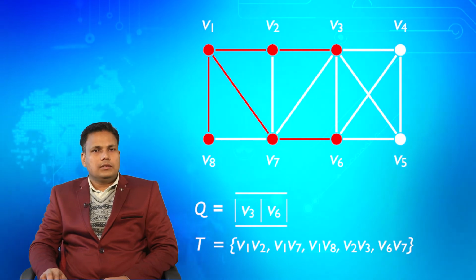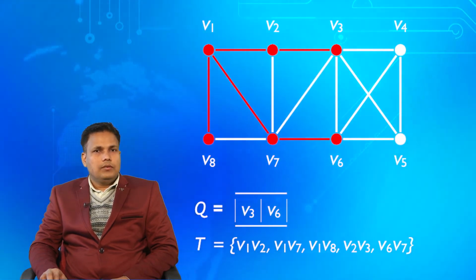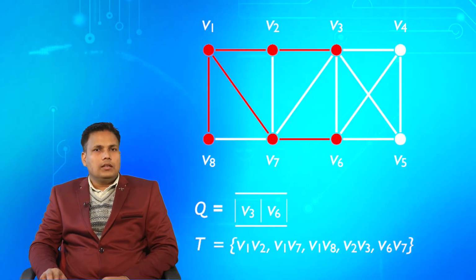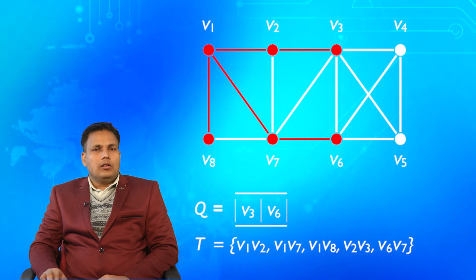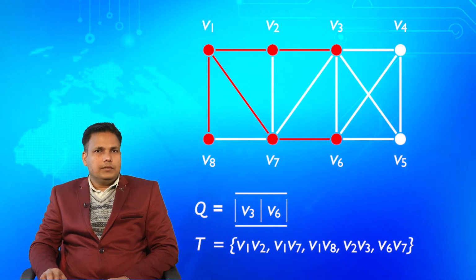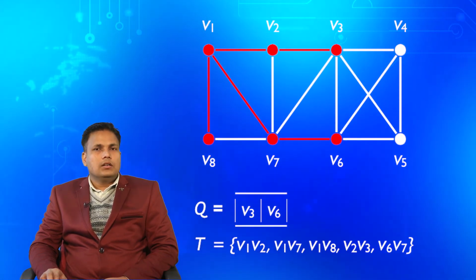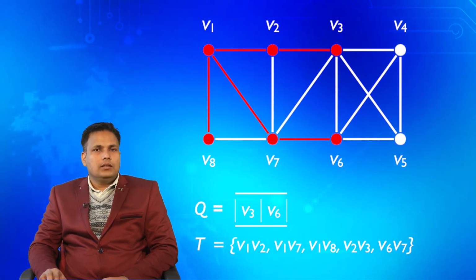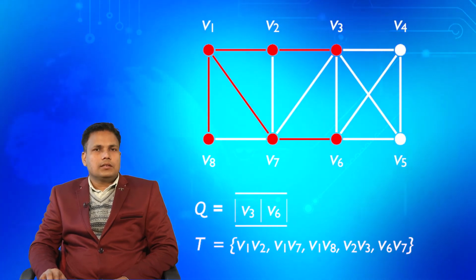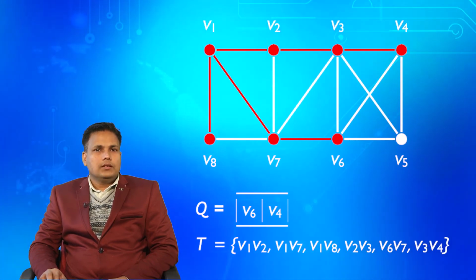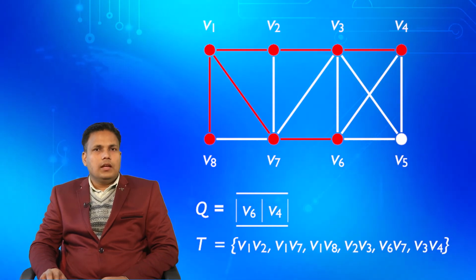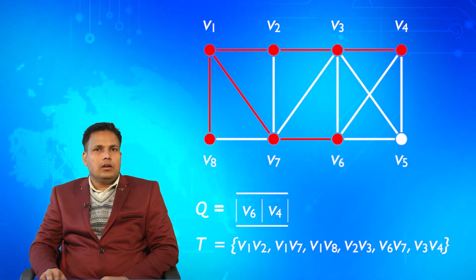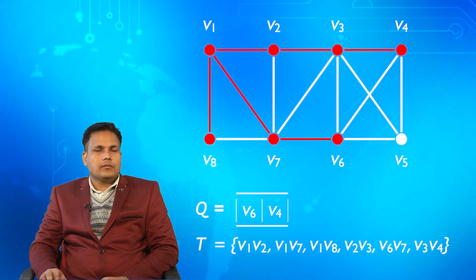and now again you can see that Q is still non-empty. Q contains the vertices V3 and V6. So the first vertex of Q is V3, which is now removed, and then we visit all the unvisited neighbors of V3, which are now at present V4 and V5, right. So let us visit the vertex V4. So V4 is appended to Q, and the edge V3, V4 is added to T, right.